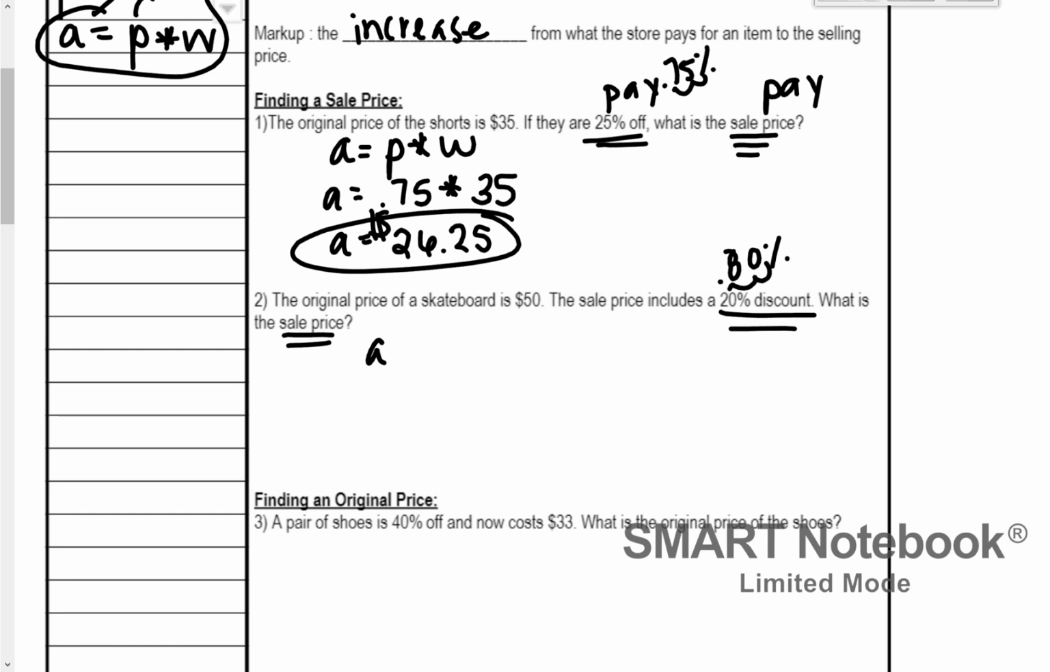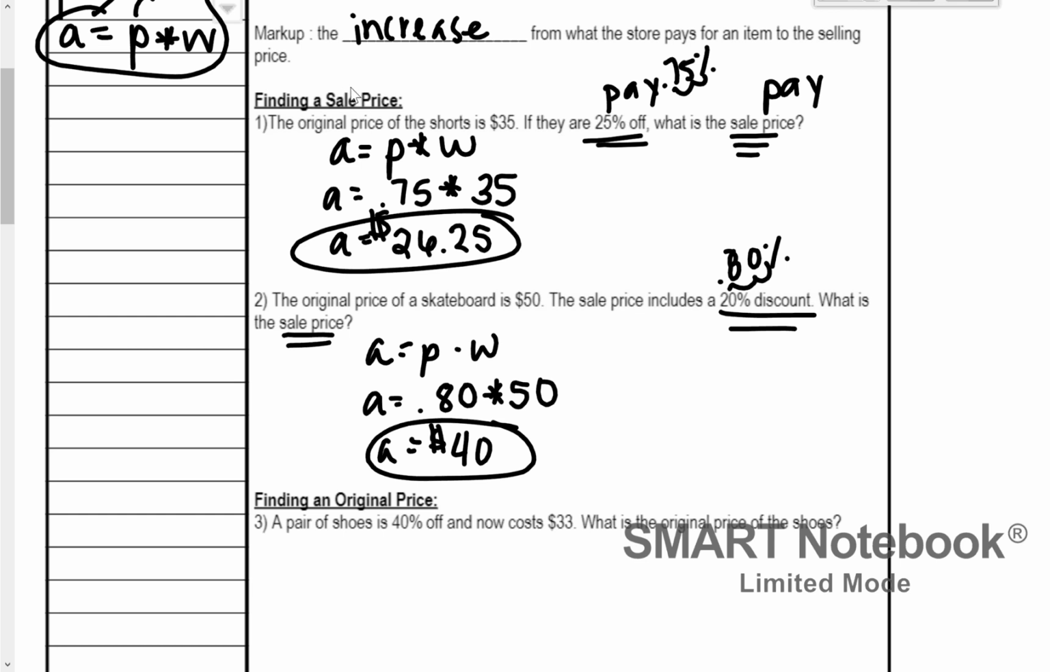So we write our equation, A equals P times W. Our sale price, we don't know yet. Our percent is 0.80, and our original price is 50. So we take 0.8 and multiply by 50 to get our sale price of $40.